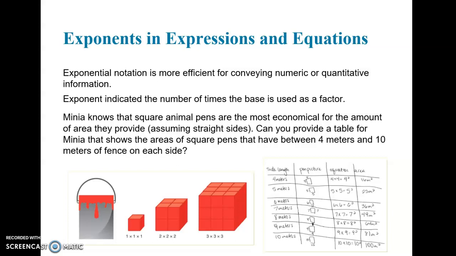Mina knows that square animal pens are the most economical for the area they provide. Can you provide a table for Mina? As the table shows on the right, are the possible areas of square pens with different lengths of 4 to 10 meters.